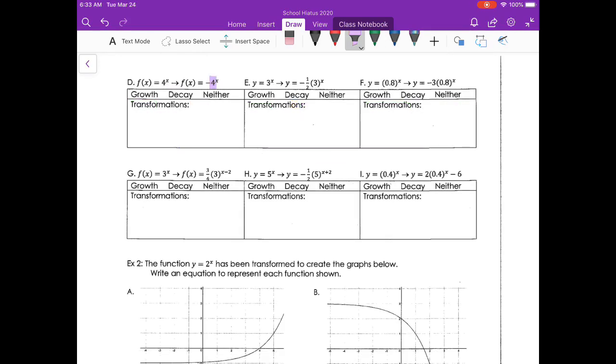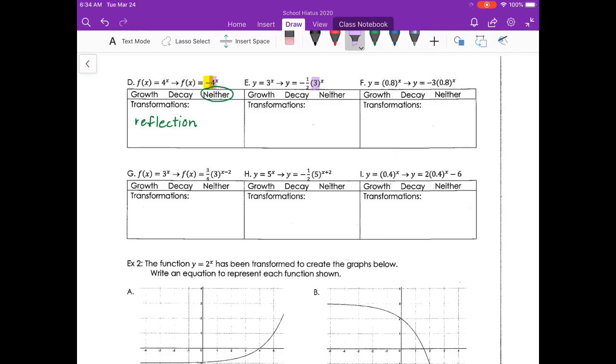Again, the first thing you want to identify is the base of the function. It's the number that's holding up the exponent. Then that allows you to understand where the other numbers are in relationship to the base. For d, the base is 4, but the leading coefficient is negative, so that makes it neither growth nor decay, and creates a transformation that is a reflection in the x-axis.